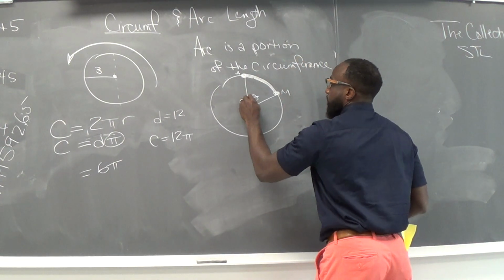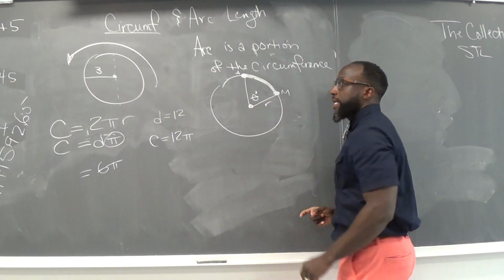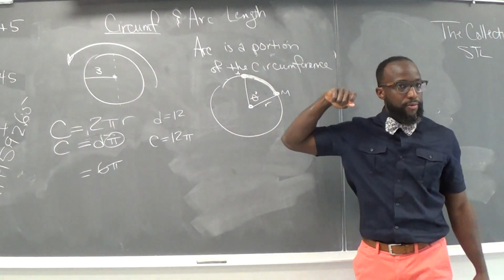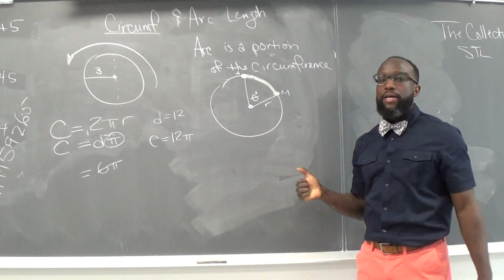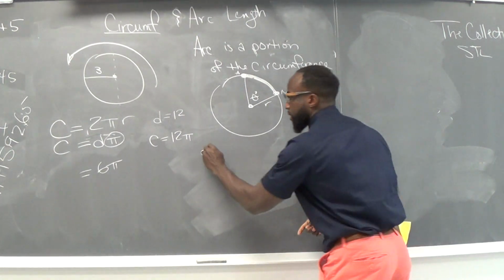We need this angle here. So they're going to give us the angle, and they're going to give us the radius. And that's going to help us find out the arc length, right? So with that being said, we need a formula. The formula for arc length is this.